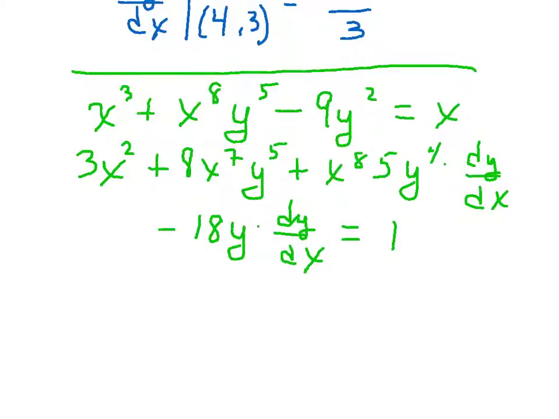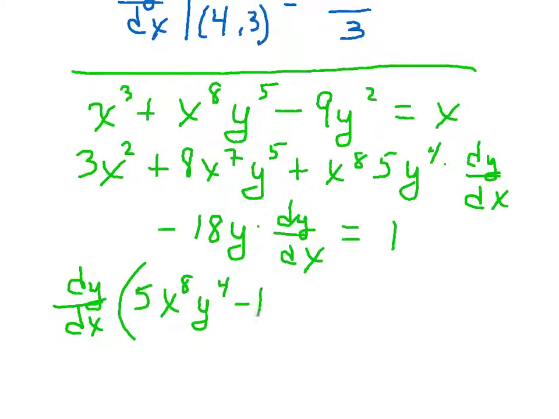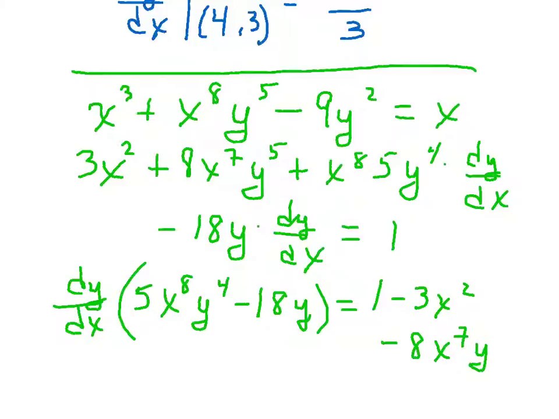Now that looks like a big mess, but all we have to do at this point is take these terms that don't involve dy/dx, and we're going to send them to the other side of the equation. We'll factor out dy/dx from the remaining terms, and then we should be able to clean things up. So here goes. The two terms that remain on the left-hand side are the ones that involve dy/dx, and I'm factoring them out, and I'll get 5x to the 8th, y to the 4th, minus 18y. And on the other side of the equation, we're going to have 1 minus 3x squared minus 8x to the 7th, y to the 5th.